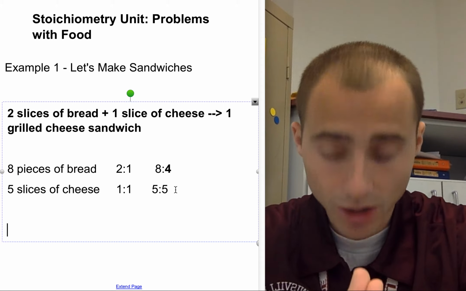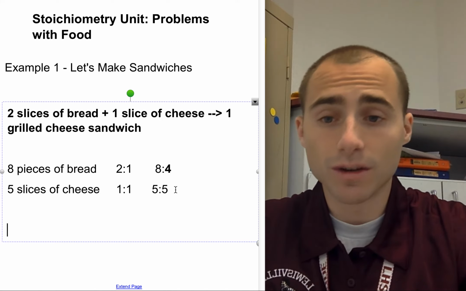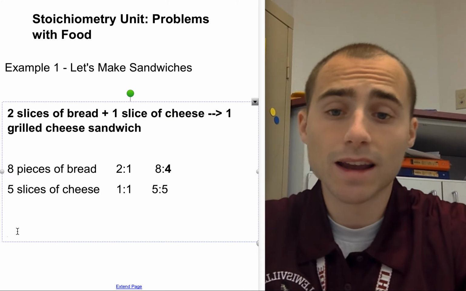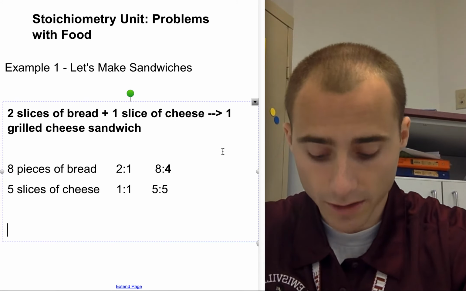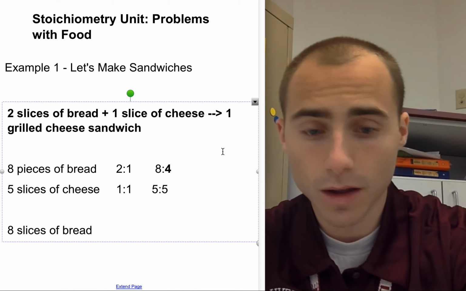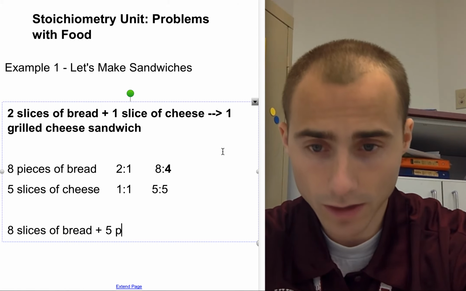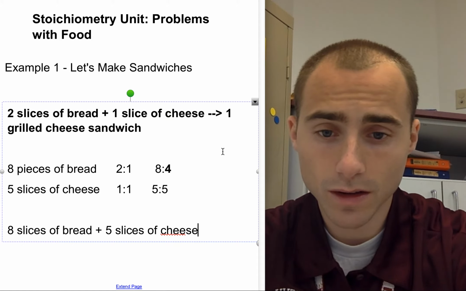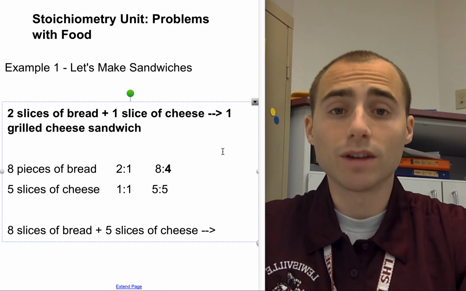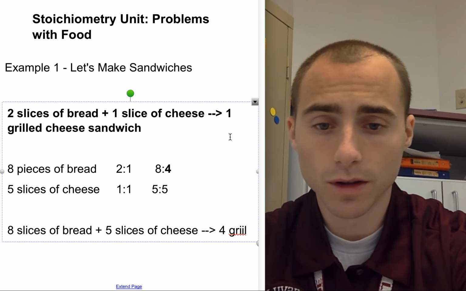So now we have to write out the correct equation. Our correct equation you have to use based on the ingredients you have been given. So you have to use 8 and you have to use 5 on the reactant side, and then you have to use 4 on the product side. So you would have 8 slices of bread, that's how much we've been given, plus we've been given 5 slices of cheese, and we put that all together, and how many sandwiches did we determine we could make? 4. We could make a total of 4 grilled cheese sandwiches.